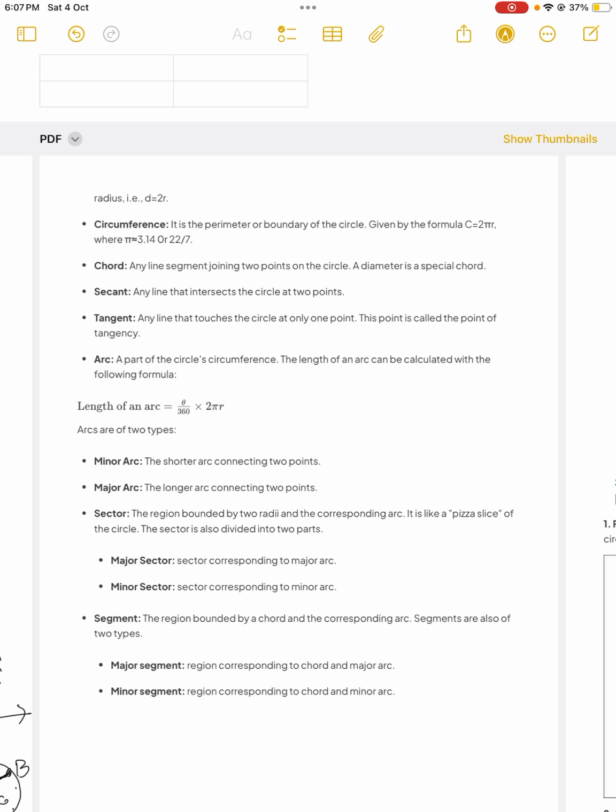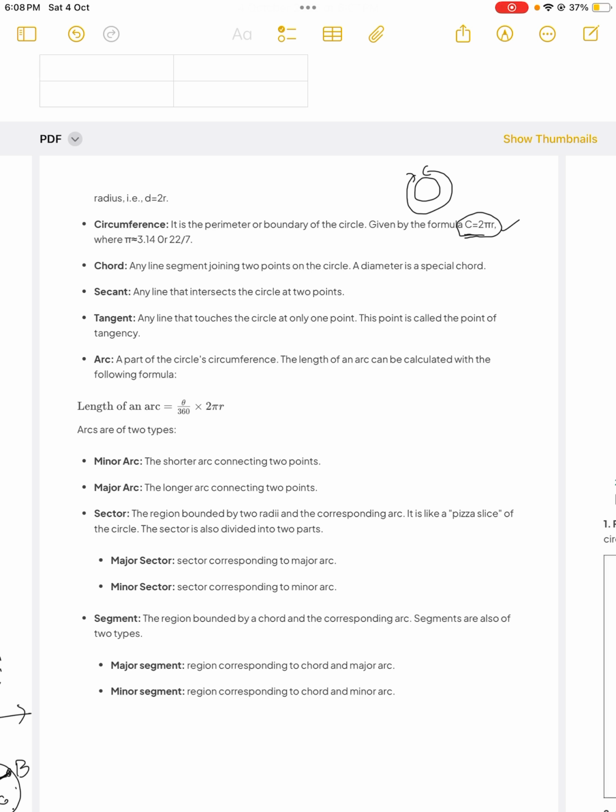Next one, circumference. It is the perimeter or boundary of the circle. Therefore, the circumference of a circle is C equals 2 pi R. This is the circle. Circumference means this is the perimeter of the circle. The perimeter of the circle is called circumference. So circumference C equals 2 pi R.